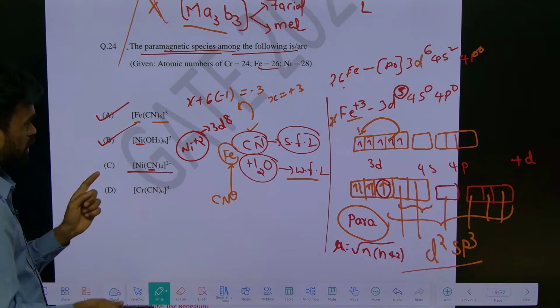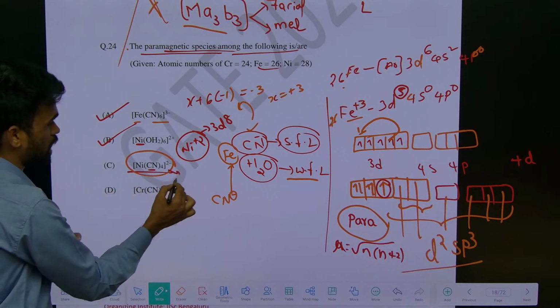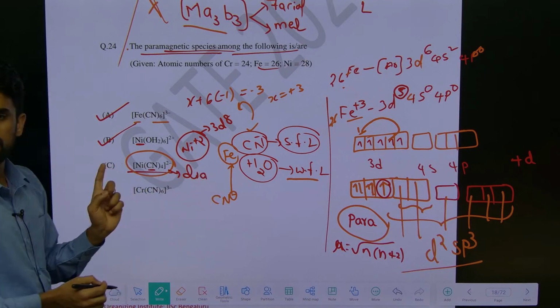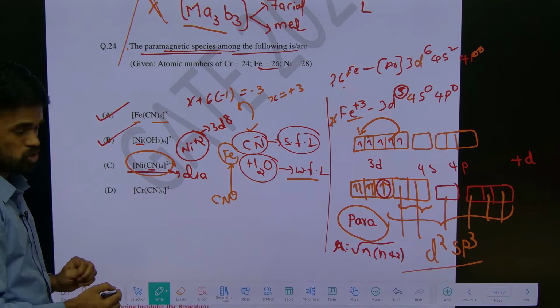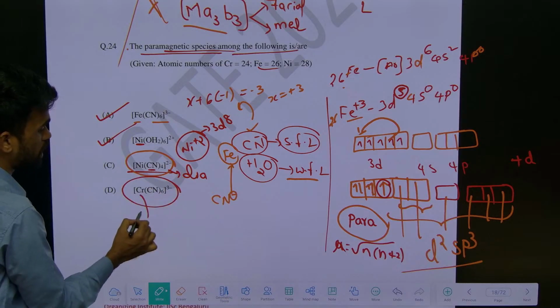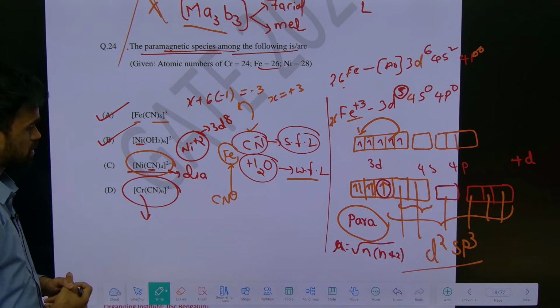Nickel, can you try for this? Yesterday only I did. This is a diamagnetic substance. In 2025 it is asked. Now also it is asked. Okay, it's a diamagnetic species. Okay, for this one, find its oxidation state. Find first.